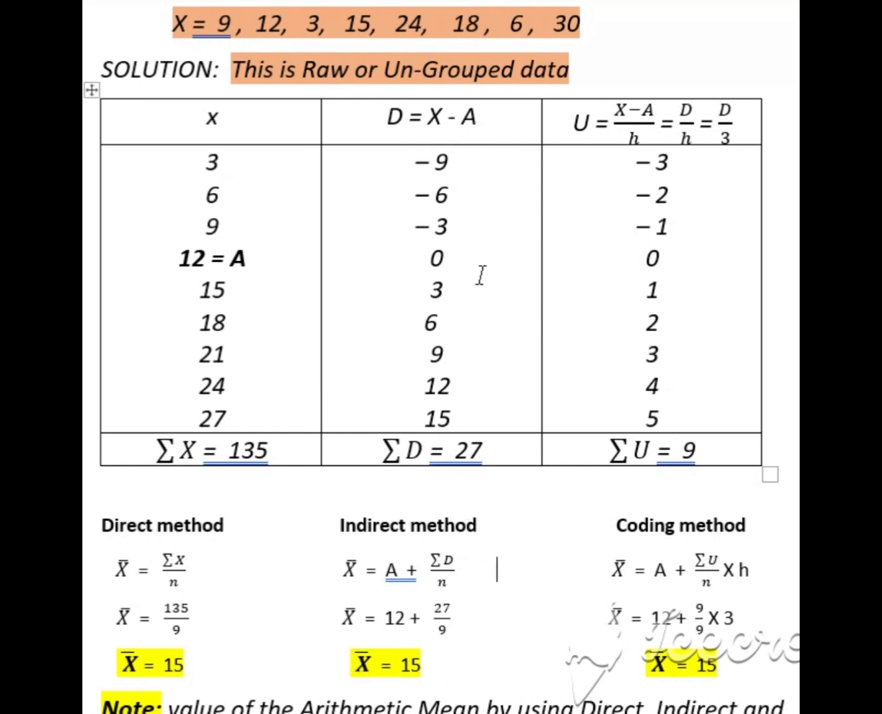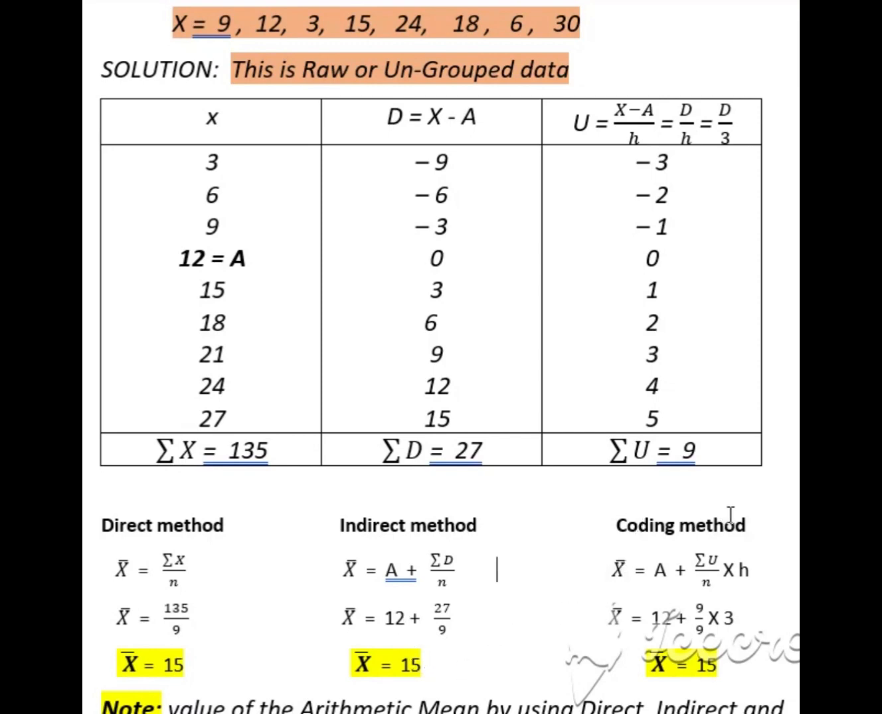Now add up these. Sigma d means the total of d. So sigma d, now just add up these numbers. You can assume minus is minus and plus numbers are plus. Now the net answer is 27. Now sigma d, the total of d, which is 27, divided by n. N is how many numbers? These are 9 numbers, so divide by 9. 27 divided by 9, then you will add up with 12. So 27 divided by 9, then plus 12, you will get 15.